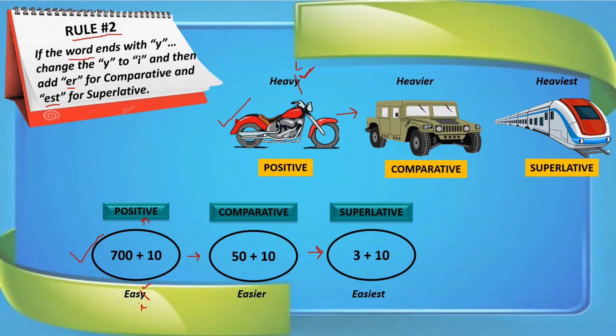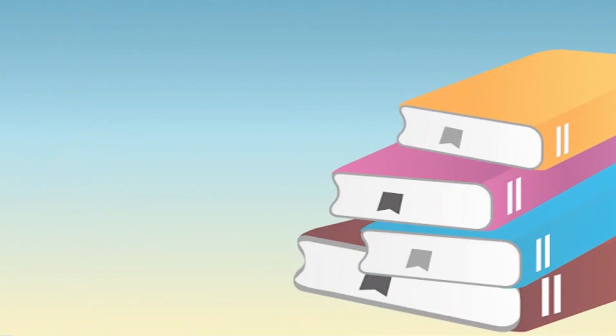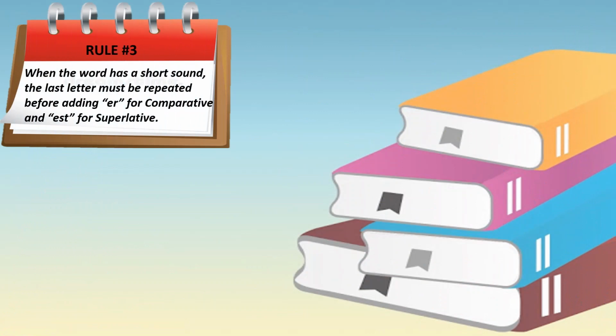Now moving ahead to rule number 3. Rule number 3 says that when the word has a short sound, the last letter must be repeated before adding ER for comparative and EST for superlative. So let us understand this rule with the help of an example.